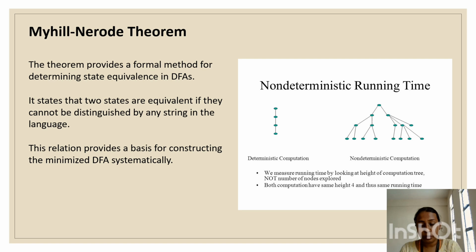The next theorem which we use for minimization of DFA is the Myhill-Nerode theorem. It provides a formal method for determining state equivalence in DFAs. It states that two states are equivalent if they cannot be distinguished by any string in the language. So how do we define that two states are equivalent? That they cannot be distinguished by any string in the language. So any string in the language will not be different. All will be the same. This relation provides a basis for constructing the minimized DFA systematically. Here is a diagram that shows the Myhill-Nerode theorem and a running time.